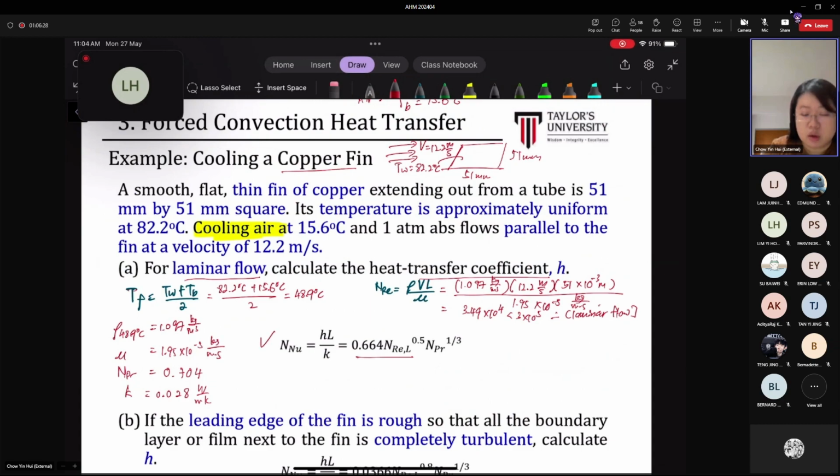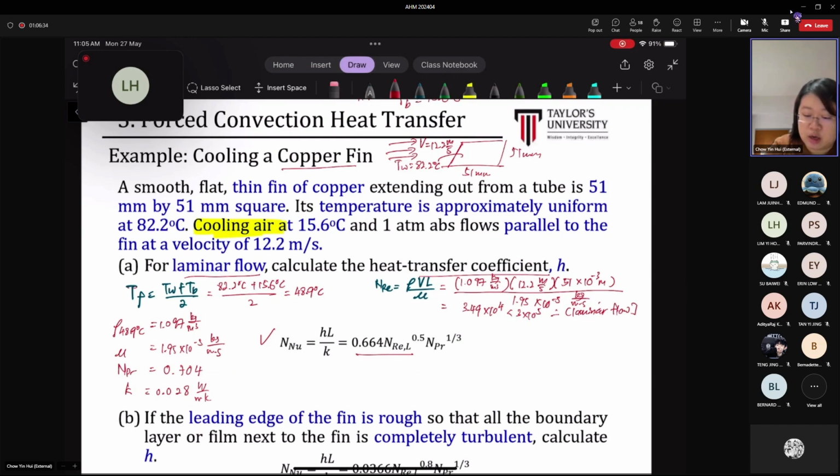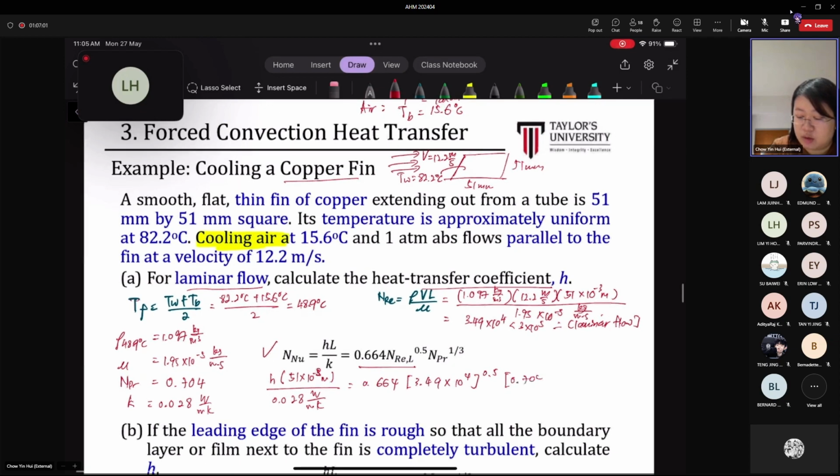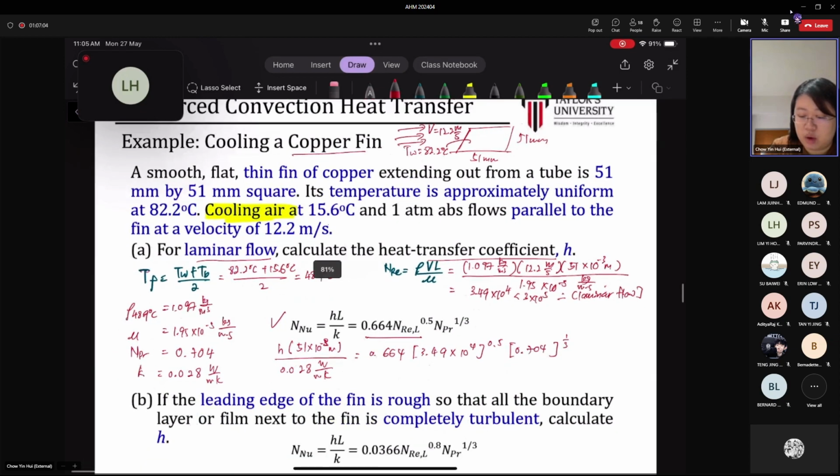All right, let us substitute all the data and calculate what h is. The length of the plate parallel to the direction of flow is 51 × 10^-3 meter, and thermal conductivity is 0.028 watt per meter Kelvin. So it equals 0.664 multiplied by the Reynolds number 3.49 × 10^4 to the power of 0.5, multiplied by the Prandtl number 0.704 to the power of 1/3.